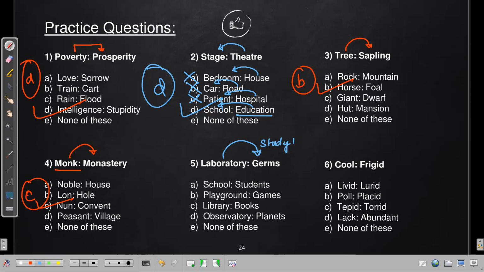So in school we study students, no. In playground we study games, no. In library we look for books or we study books. Okay, cool. Observatory, planets is yes. So I think, say I've narrowed it down to two. Let's now try to modify and say, okay, laboratory is a designated place to study or observe germs.